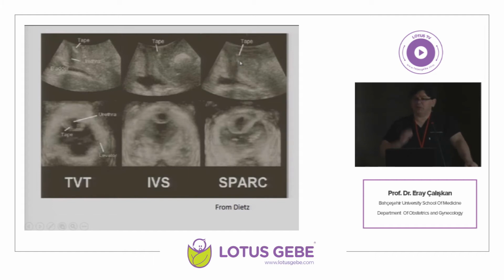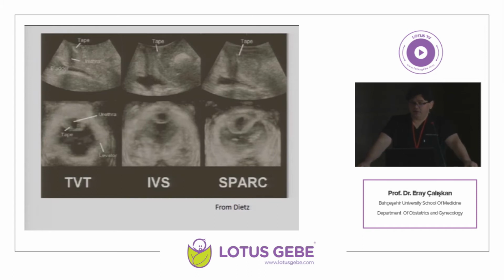You know that the mesh should be placed in the junction of the anterior and middle third of the urethra. You divide the urethra by 3, anterior 1/3, middle 1/3 and posterior 1/3, and the mesh should be placed in the junction of anterior and middle 1/3 of the urethra. So if you check the place of the mesh, you can decide if it's placed properly or not.